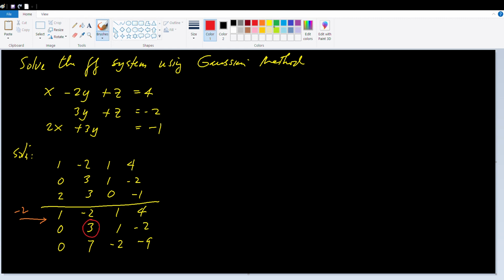But there will be ease in our solution if we just turn it into a leading entry or a leading one. So we multiply this by 1/3. So we'll be getting 0, 1, 1/3, and negative 2/3. Okay?